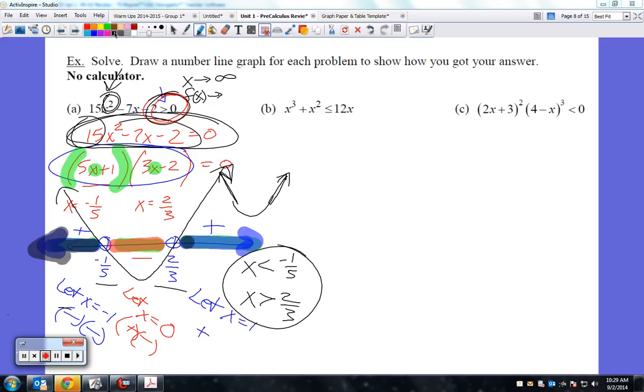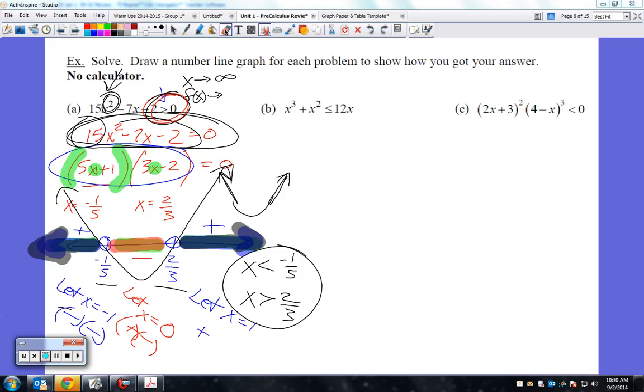Shade it there, non-inclusive. What if you wrote negative infinity to negative 1/5, non-inclusive? Well, you usually only write interval notation to describe domain, range, or intervals of increasing, decreasing. Because this is an inequality, I would say please keep it as an inequality. Okay? Any questions before I move on? That was a lot to review.